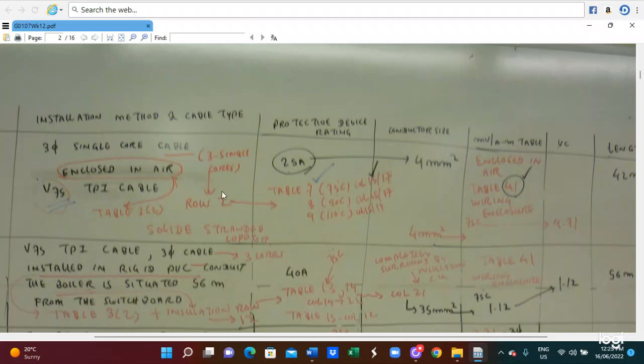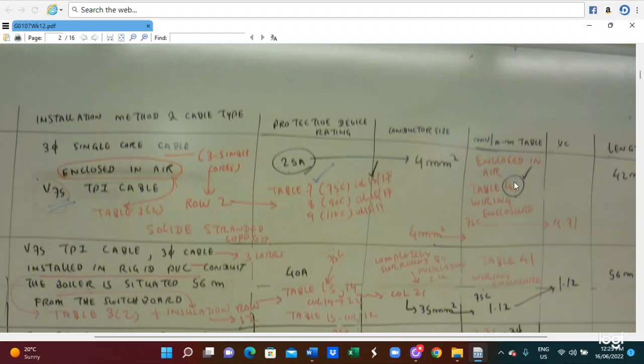We use row 2. Row 2 refers to table 3, and it further indicates that table 7 is for 75 degrees centigrade, table 8 is 90 degrees centigrade, and table 9 is for the 110 degrees centigrade cable. So in this case, table 7, columns 5 to 7, have to be utilized. The protective device rating is 25 ampere. Then you select the cable conductor size, 4 millimeter square.